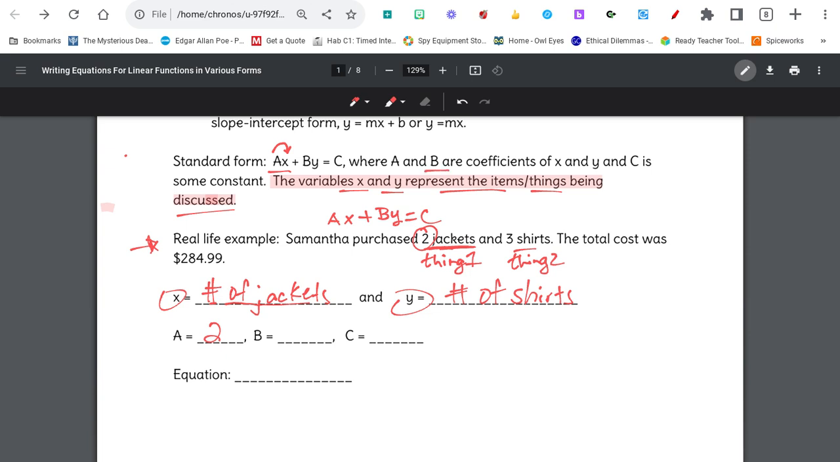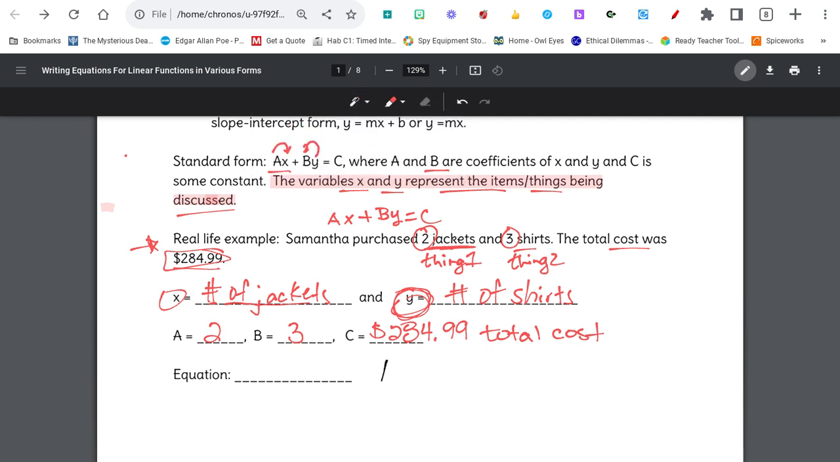Now B acts as the coefficient of Y, so go to your Y. Your Y was the number of shirts. Well, how many shirts did she buy? 3. So B is 3. And then as far as C, it's just some regular number, some constant. We have a regular number constant. I know that those jackets and shirts cost Samantha $284.99. That regular number ended up here being your total cost.